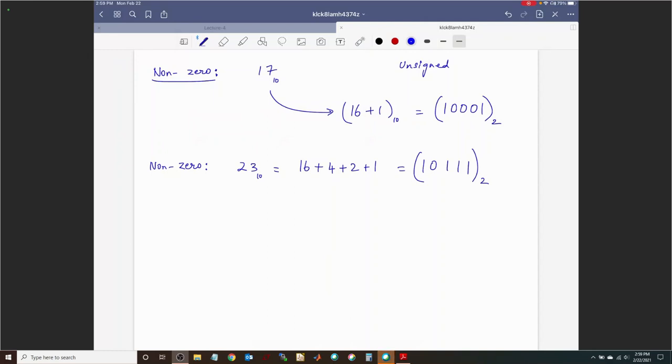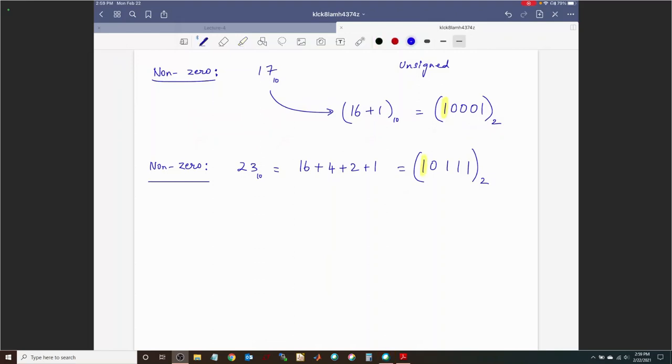Now, think about this. What is the thing that you observe as a similarity between these two numbers? Can you guess something similar to this number and this number? Most significant bit is always 1. Yes. Most significant bit is a 1 here and a 1 here.